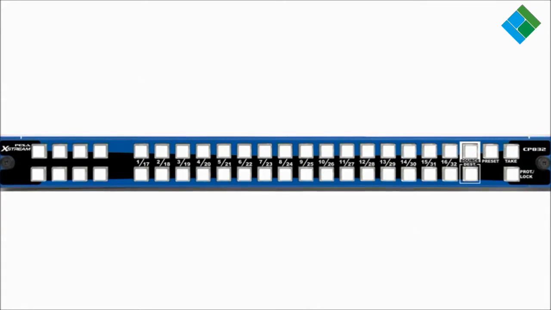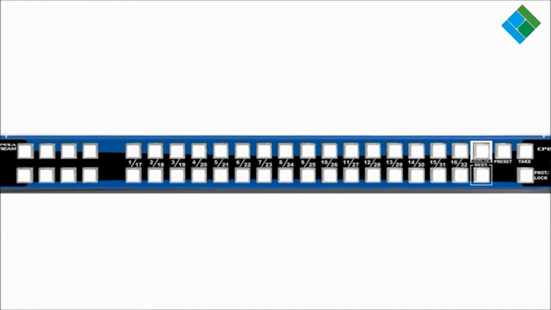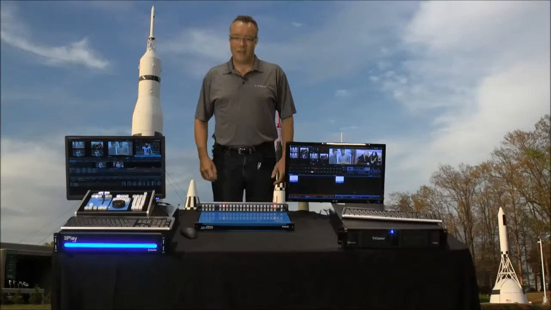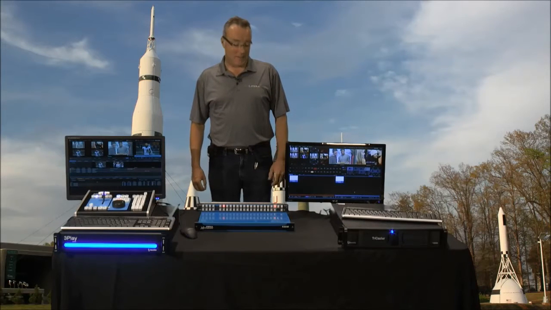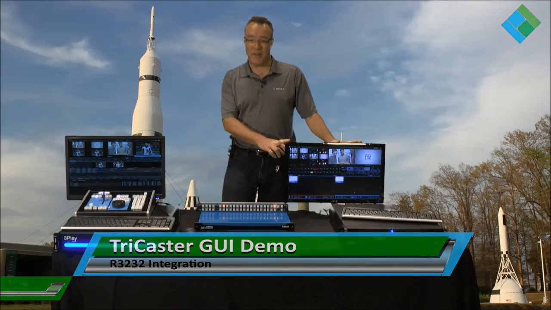The Extreme CP832 is an optional control panel for the R3232. It provides cross-point status and traditional control. First we'll take a look at the Tricaster GUI and how easy it is to control the 3232 from within Tricaster's user interface.